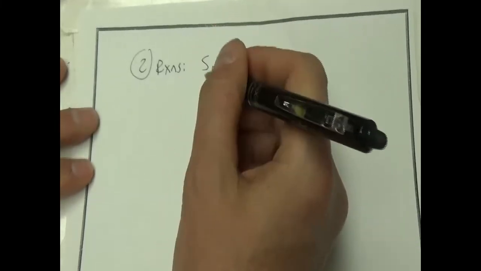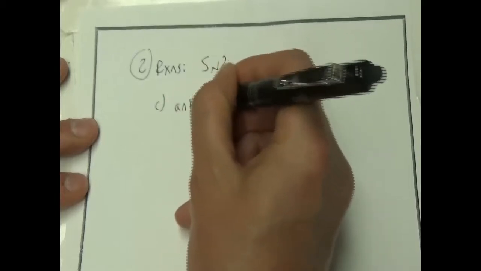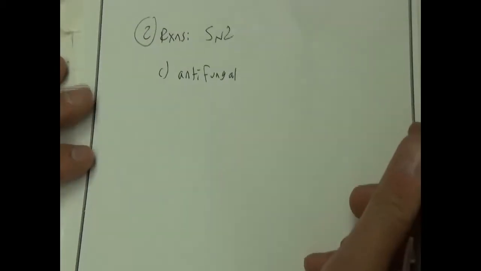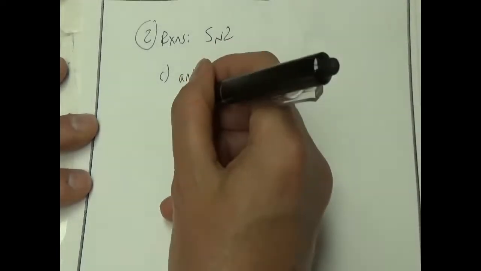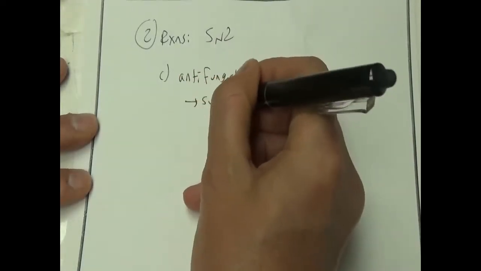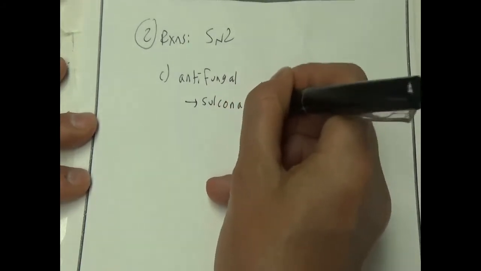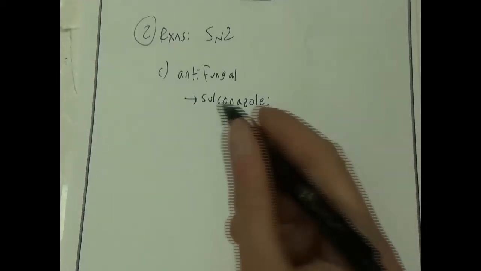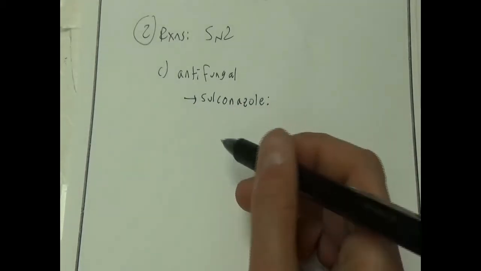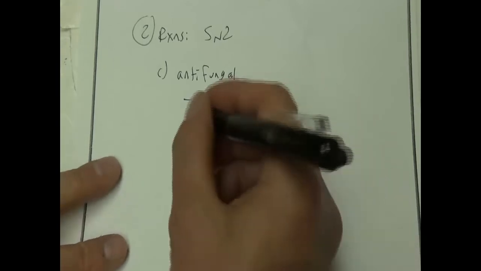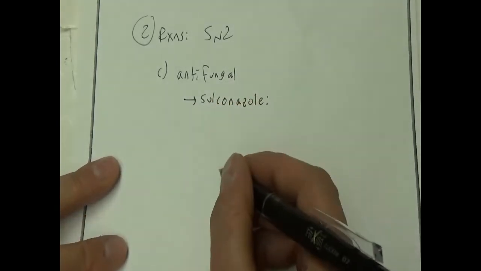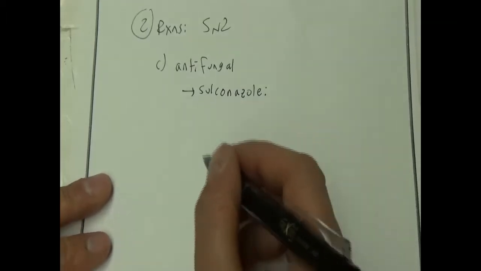So this was sulconazole, SN2, which is our reactions, mostly SN2, and we're on C, which is antifungal style drugs. So sulconazole is a similar one, but with a SUL, you might think sulfur, and that's actually true. So it's the same kind of thing, and I'm just going to abbreviate. Well, I'll draw the product, and then I'll just kind of abbreviate the synthesis.